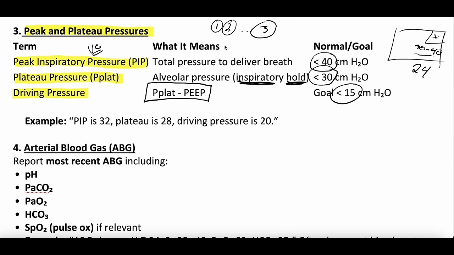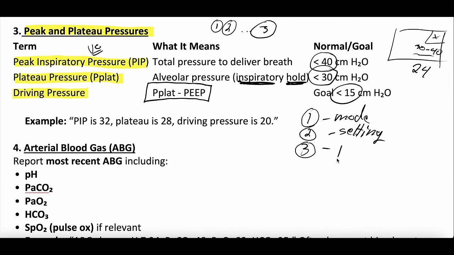So if we were to present peak and plateau pressures, you might say something like, peak pressures have ranged from 30 to 40. Plateau pressure this morning was 28, and the driving pressure is 14, or the driving pressure is 20. All right, and if you were to connect all those, now we've got 1, which is mode of ventilation, we have 2, which is settings, and we have 3, which is pressure.